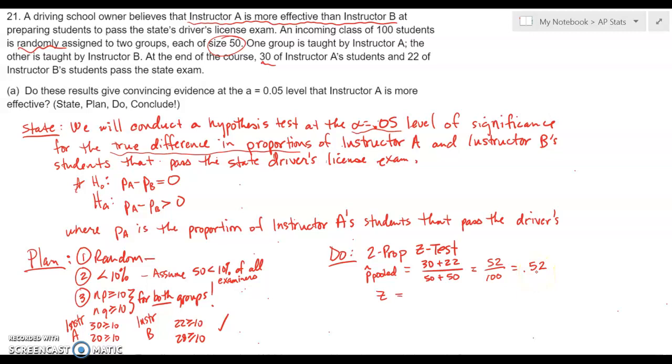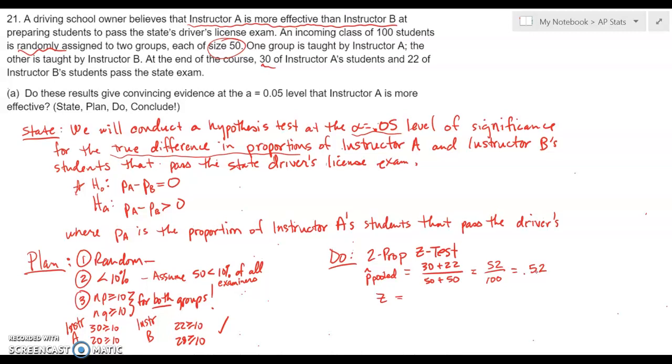The next thing we need to make sure that we report is our z-score. We're going to use that pooled proportion when we piece together the calculation for the z-score. Remember, you don't have to necessarily show the calculation, but you definitely have to report it, and you should know how to calculate each one of these by hand. So let's calculate the z-score. The z-score is going to be the difference between my sample proportions minus the true difference. The difference in my sample proportions is 30 out of 50, which is 0.6, minus 22 out of 50, which is 0.44. And I'm going to subtract the true difference between my proportions, which we've assumed from the null hypothesis to be 0.